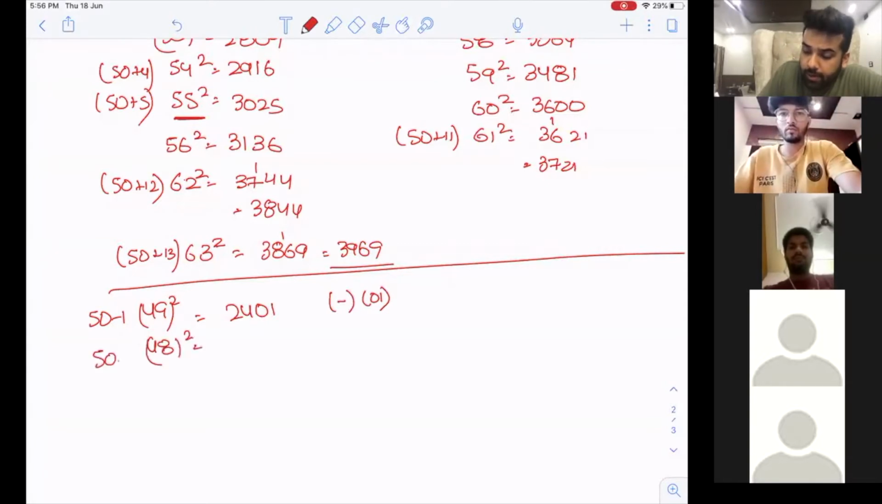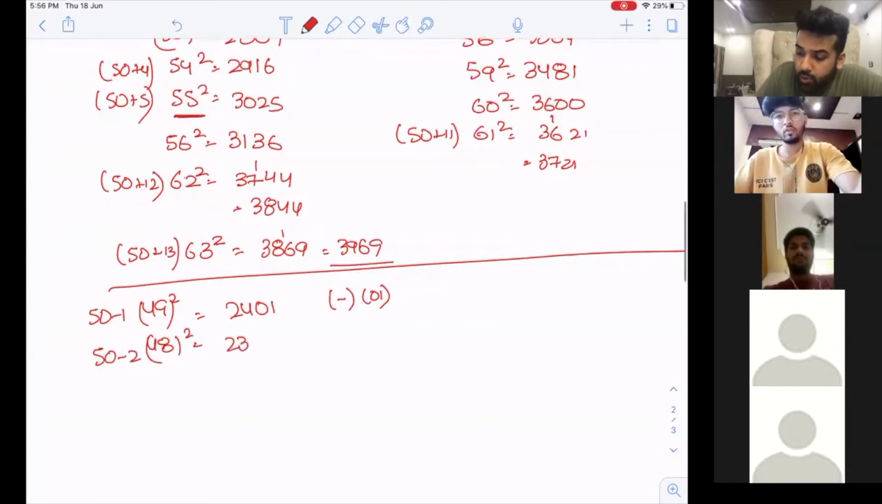48 square. How is it made? 50 minus 2. What is 25 minus 2? 23. What is 2 square? 4.